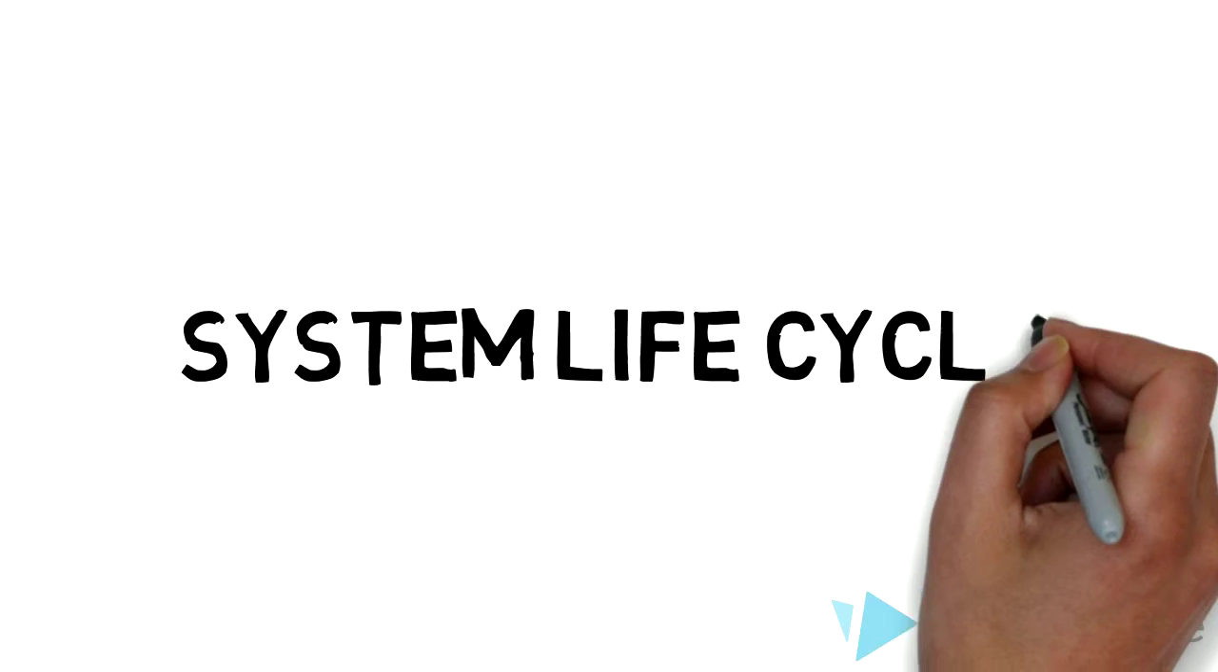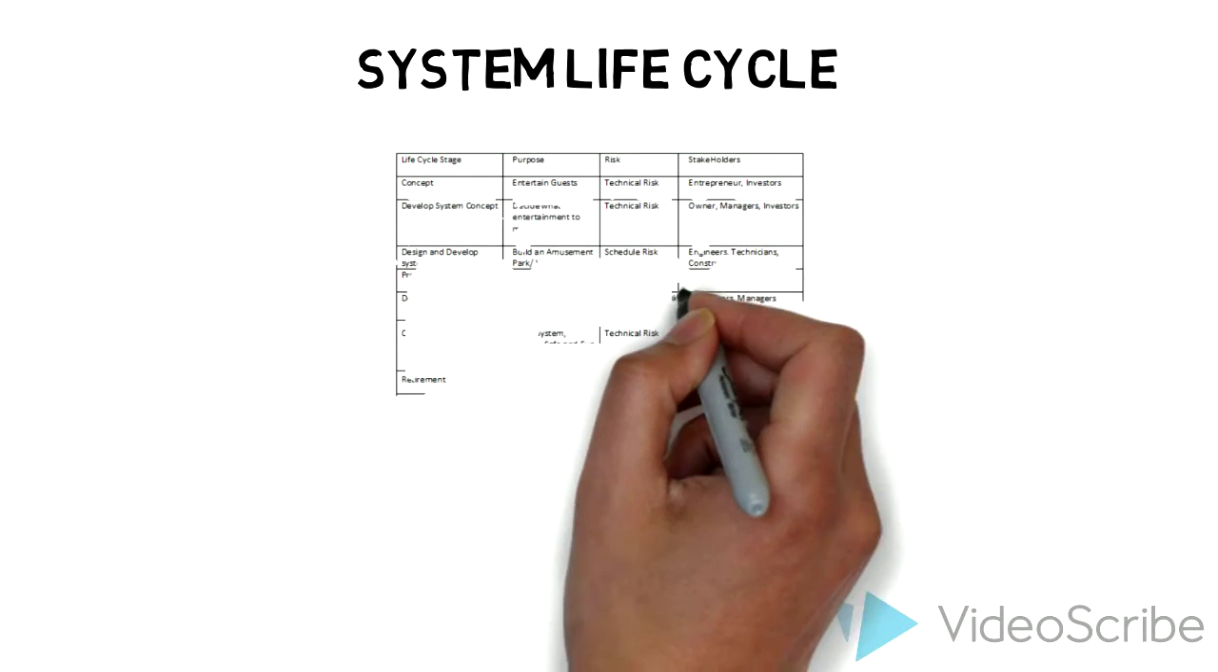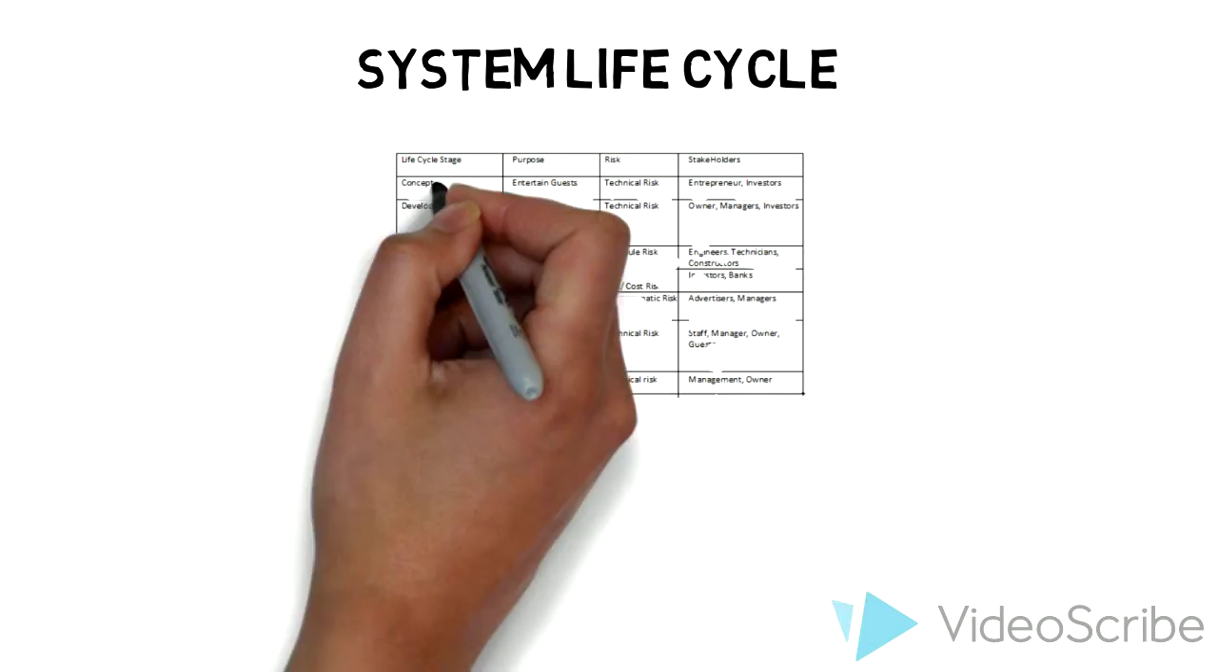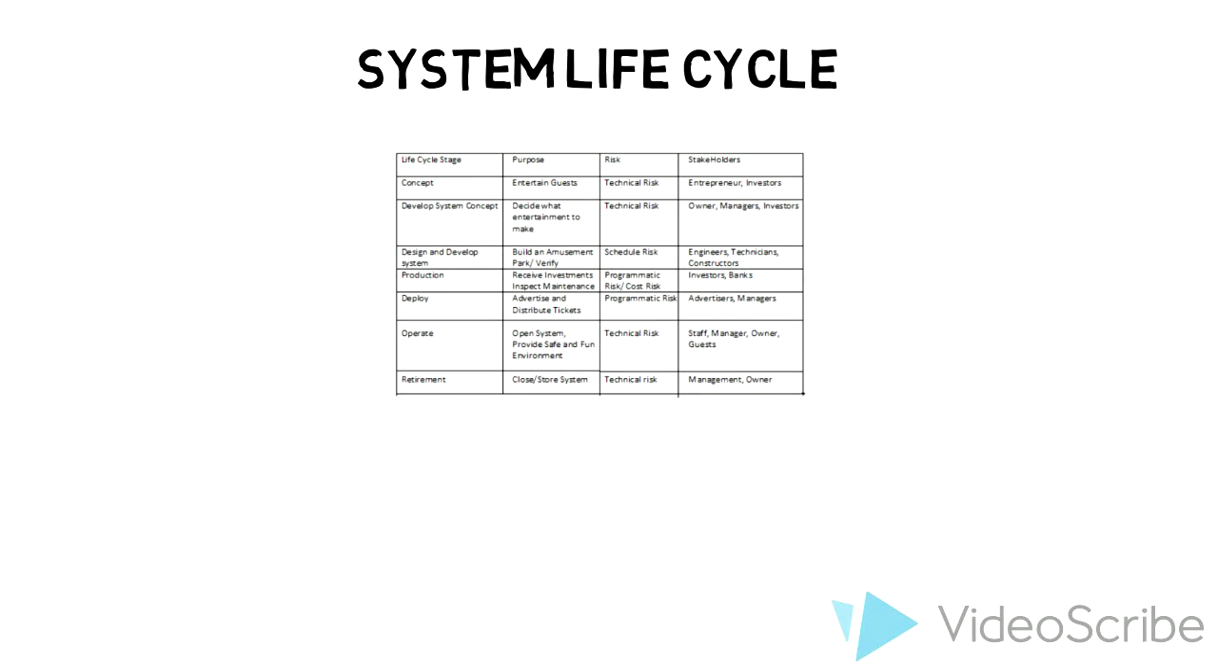System life cycle. To start building an amusement park, there is a big life cycle to how it works and risks that come along with it. And also there are stakeholders within each step of the way.